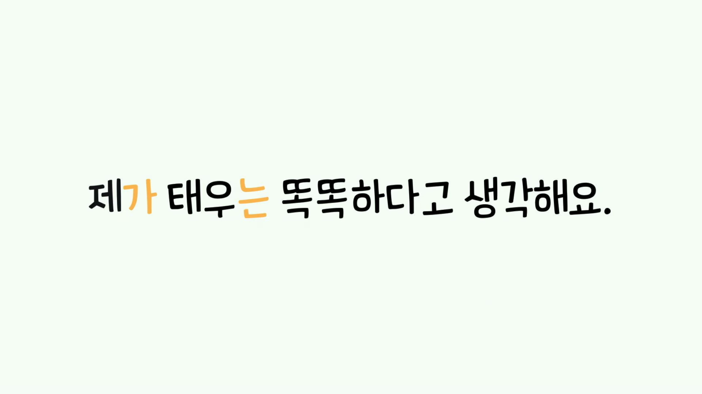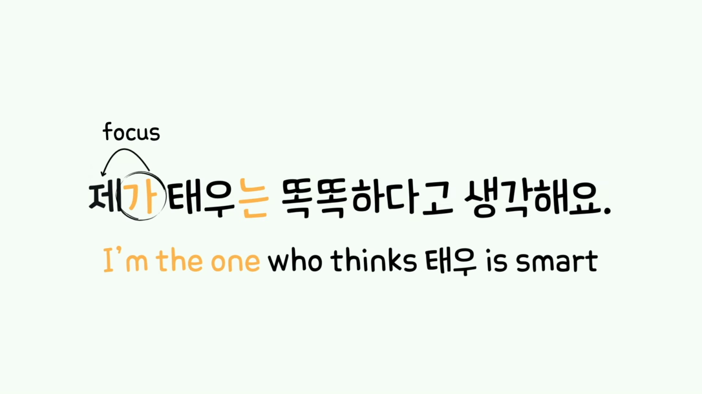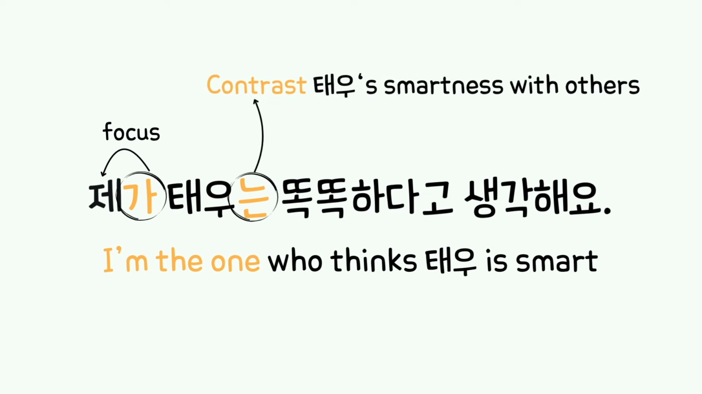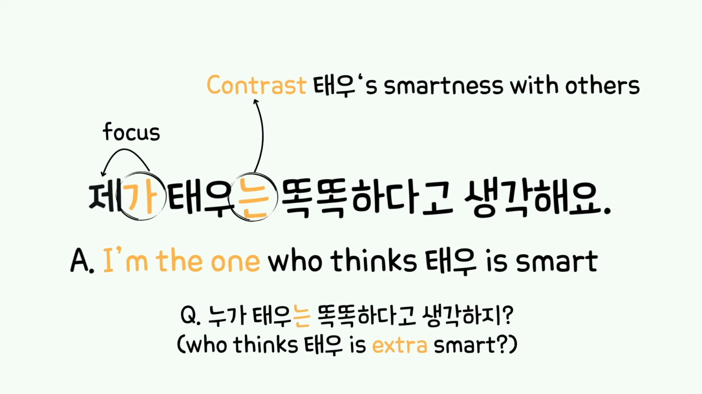The last one, 제가 태우는 똑똑하다고 생각해요. This has the same emphasis that you are the one who thinks 태우 is smart. But at the same time, you are drawing a contrast that others are not as smart as 태우. This sentence can be used when someone asks, who thinks 태우 is extra smart? In Korean, 누가 태우는 똑똑하다고 생각하지?